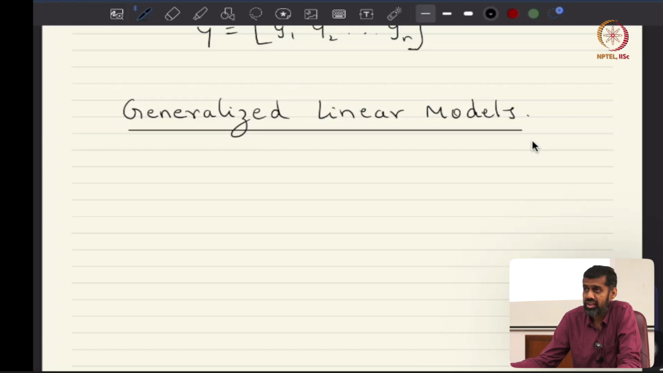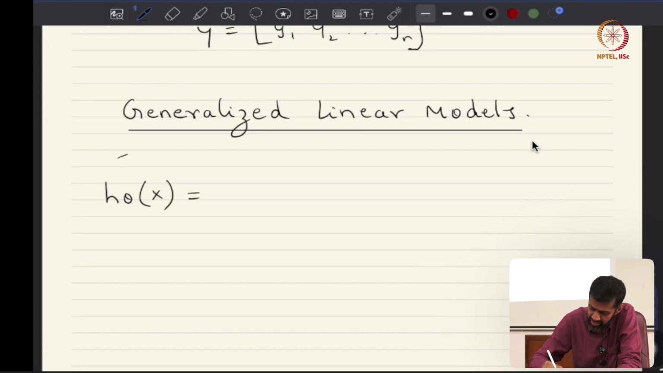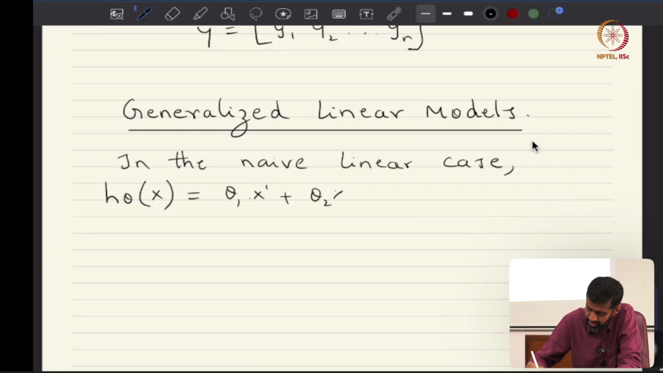Now, can't this sort of a model be learned using the ERM is the question. Of course, you can do it. Your h theta of x in the naive linear case is theta 1 times the first dimension, theta 2 times x2 and so on, and we had theta d times xd, where xj is the jth dimension of the data.